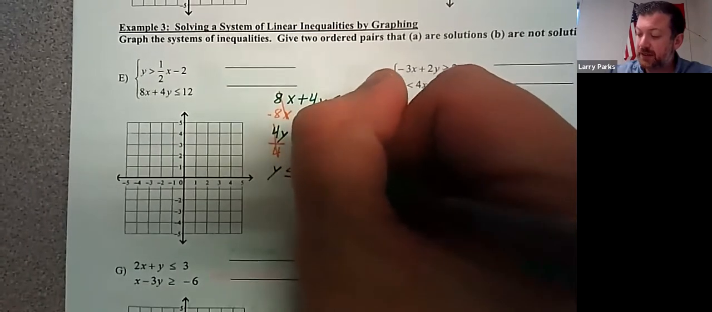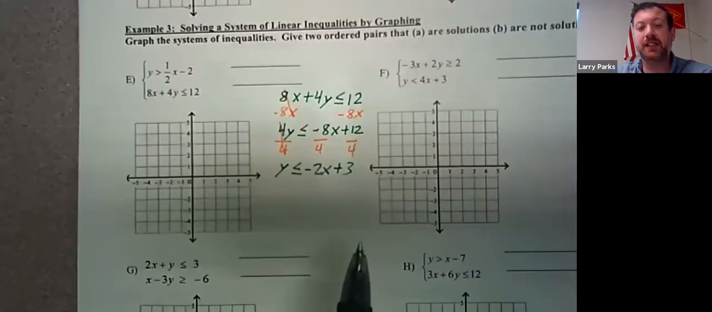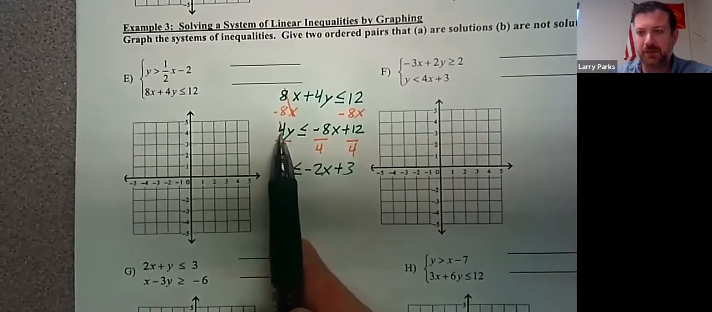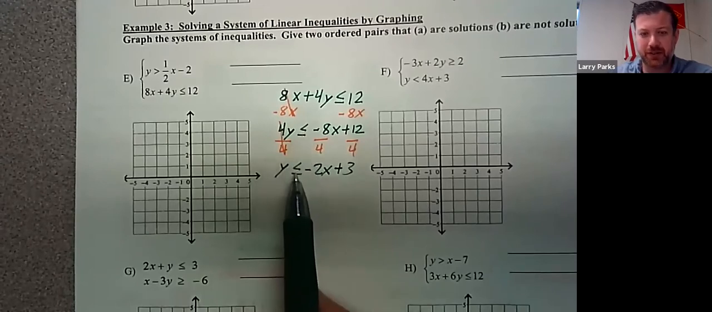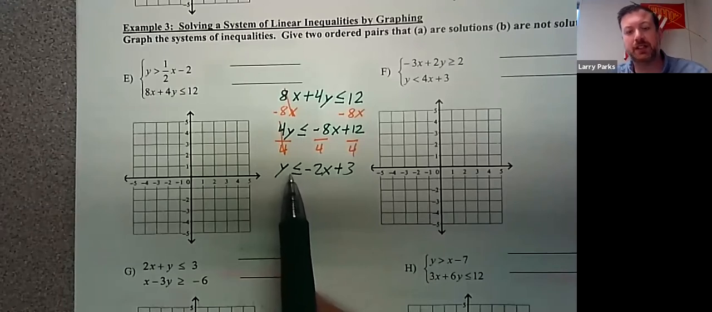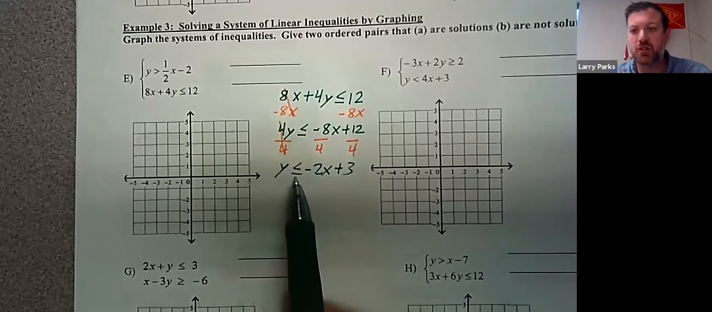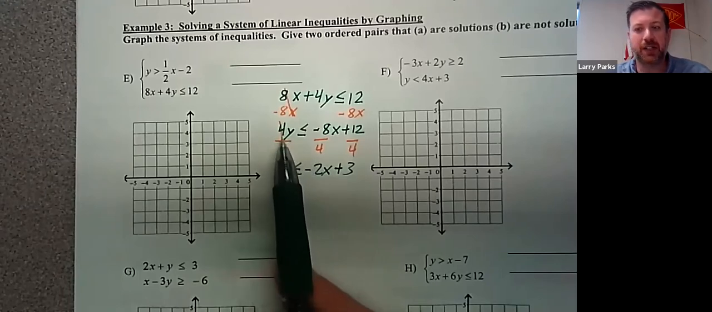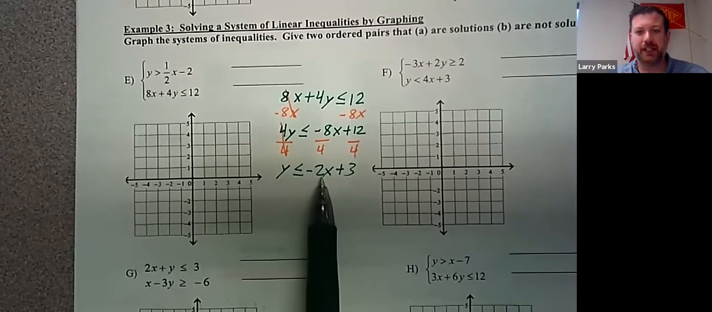negative 2x plus 3. Now here's what I was saying, like say that was a negative 4y, and then you divided everything by negative 4, then this would change from less than or equal to a greater than or equal to. Okay, so anytime you divide by a negative number, this will change directions. We divided by a positive number, so we're fine. All right, so let's go ahead and graph this one, negative 2x plus 3.